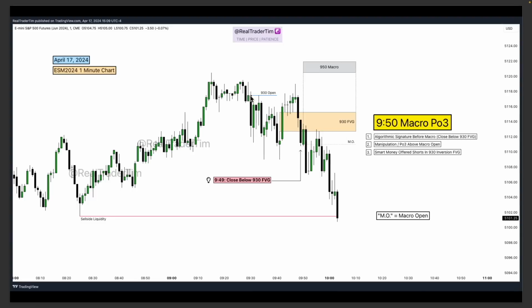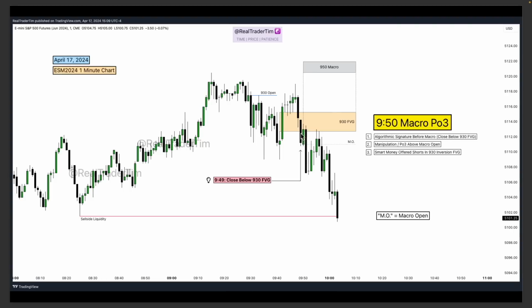So of course you see that 930 open here, and then we have that Judas swing above the 930 opening price, running some of this internal buy side liquidity. And then we finally displace lower and close below the 930 fair value gap, which we know in and of itself is of high significance if we have clear sell side liquidity to target, or if our bias is bearish for the opening range or the AM session. On top of this, look at what time we are closing below the 930 fair value gap. 9:49, 1 minute before the 950 macro begins.